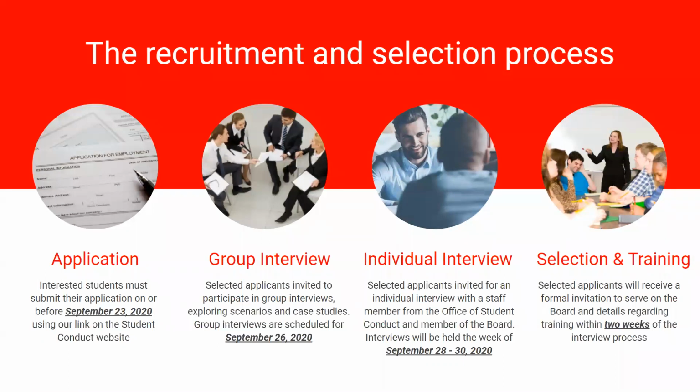Selected applicants will be invited to participate in group interviews via Zoom on September 26th. Applicants selected will be invited for an individual interview with a staff member from the Office of Student Conduct and a student member of the board. Interviews will be held from September 28th to the 30th. Selected applicants will receive a formal invitation to serve on the board, and details regarding training will be sent out within 2 weeks of the interview process. All interviews, again, will be held virtually through Zoom video conferencing.